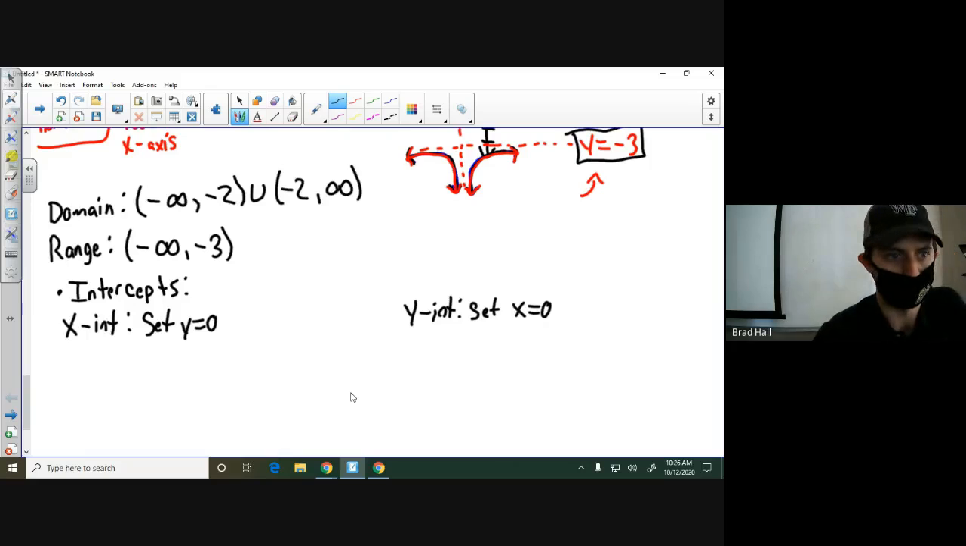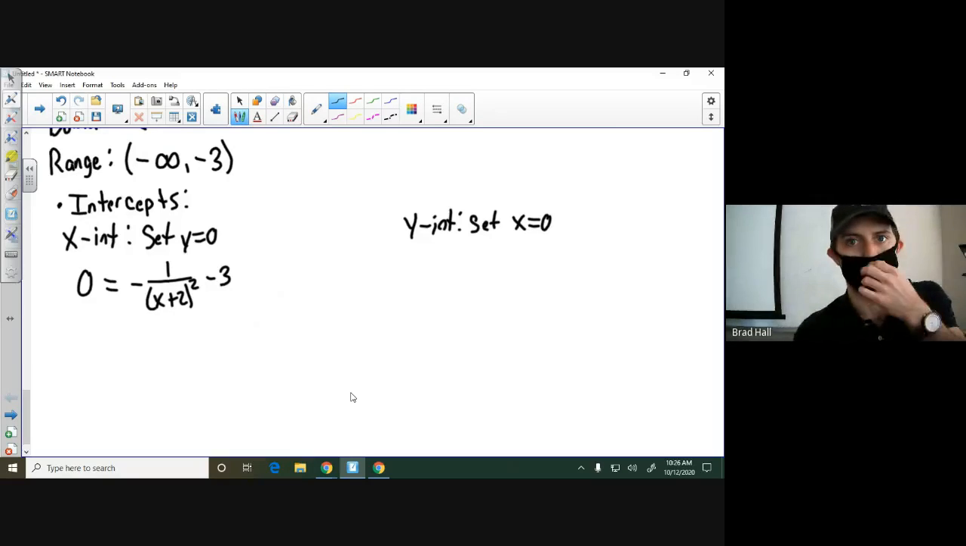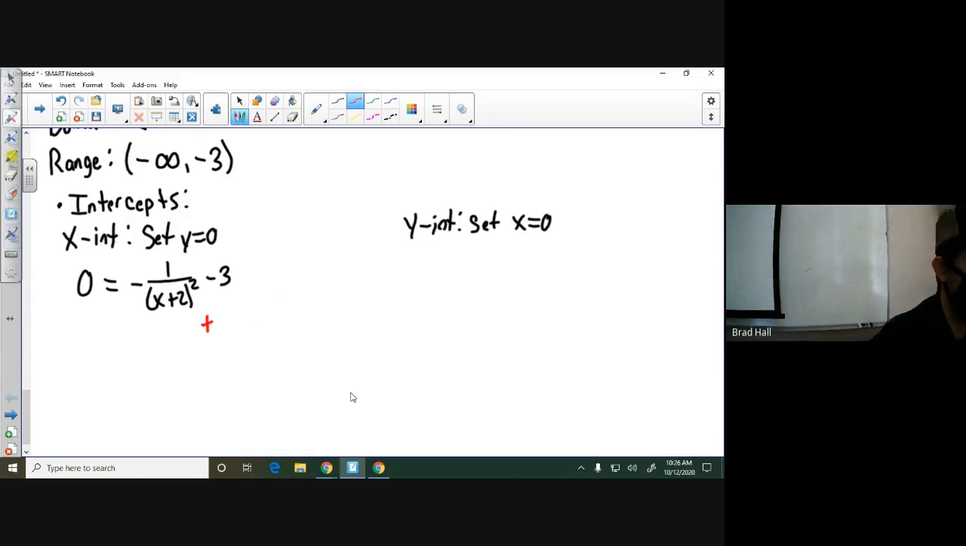So when we set y equal to 0, what we're doing is setting the whole function equal to 0, and we're going to solve for x. So what we can do is add 3 on both sides. 3 is equal to -1 over x plus 2 quantity squared. And we can cross multiply as well.